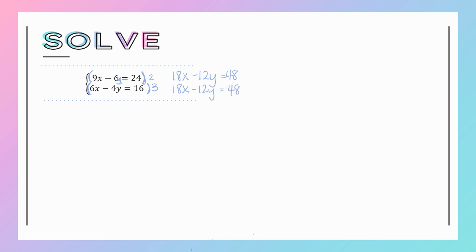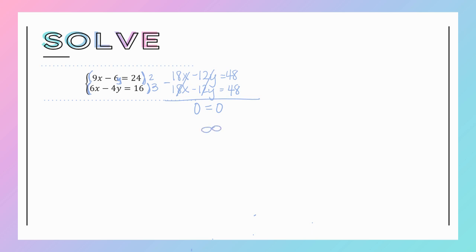Whoa! Now my variables are the same. In fact, both variables are the same. So when I subtract, I'm actually going to end up canceling both of them out. And I'm going to get 0 equals, what is 48 minus 48? It is also 0. I have a true statement here. So remember we were talking about either no solution or infinite solutions? This one is going to be an infinite solutions.